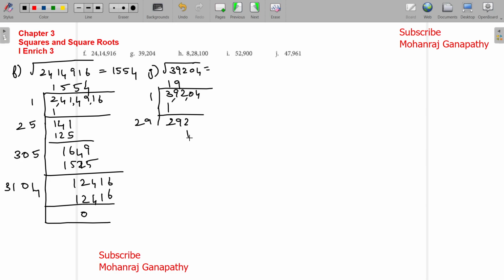9 nines are 81. 9 twos are 18. 18 plus 8. 26. 3104. 19 into 2. 38. 8 8s are 64. 64 plus 6, 70. 24 plus 7, 31. So remainder is 0.